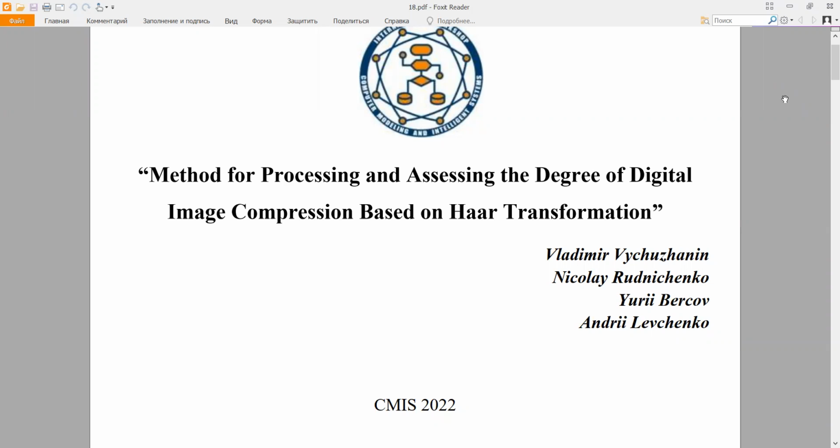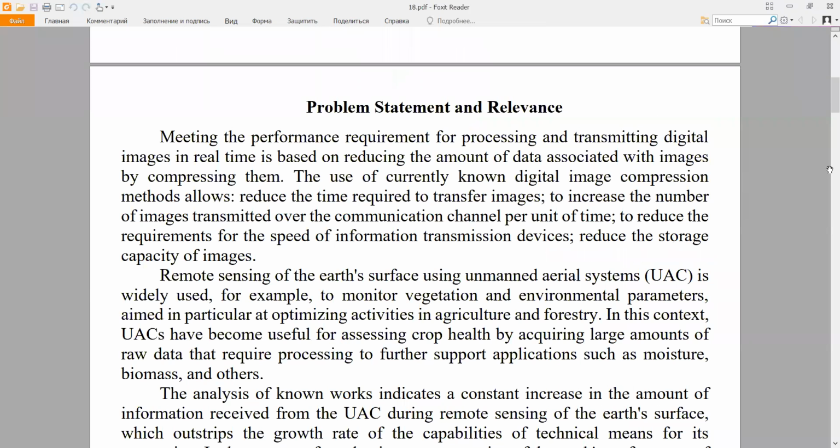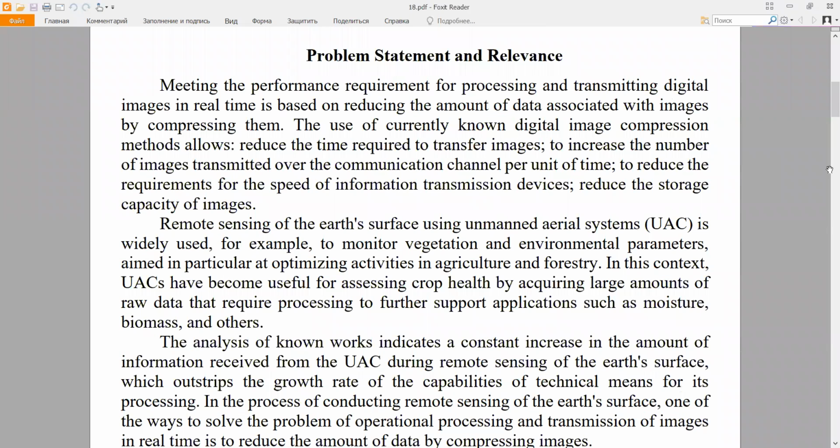Good day. The topic of our research is a method for processing and assessing the degree of digital image compression based on a Haar transformation. The authors are Vladimir Vychuzhanin, Nickolay Rudnichenko, Yurii Bercov, and Andrii Levchenko. Problem statement and relevance of our topic of research.